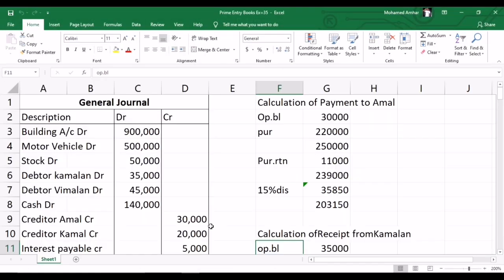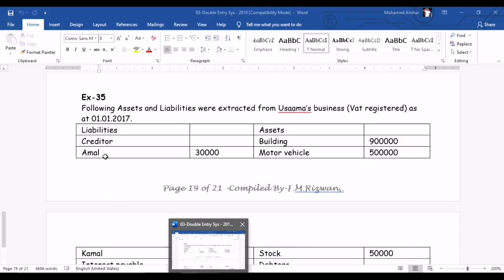So in your worksheet, open a general journal. Here you write the opening balances. Asset balances should be recorded in the debit column. Liability balances should be recorded in the credit side.